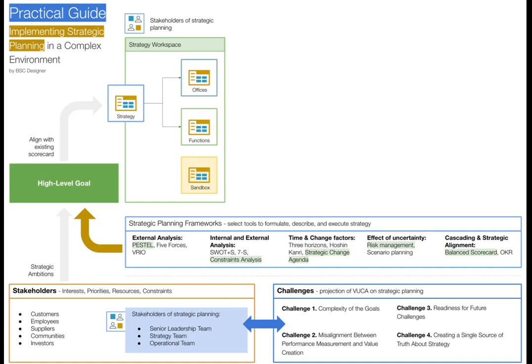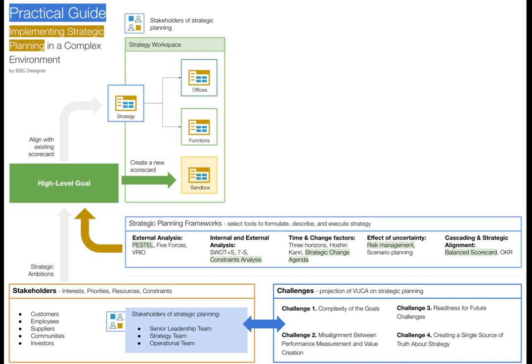Have a look at the challenges that we have at the bottom of the diagram. If trying to implement the goal directly into the strategy scorecard, we'll face challenge 1, complexity of the goal. Another ambiguous goal is not what our strategy needs now. A better option would be to move the goal to a strategy sandbox, a place in our workspace where the strategy team is free to transform vague high-level goals into something more specific.